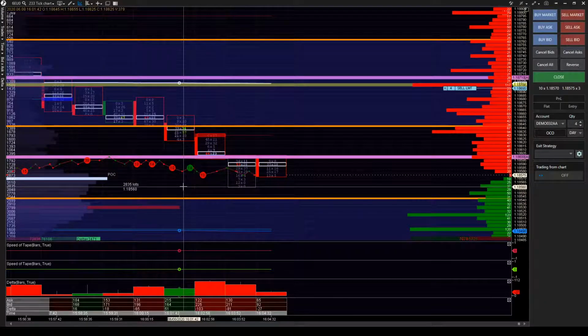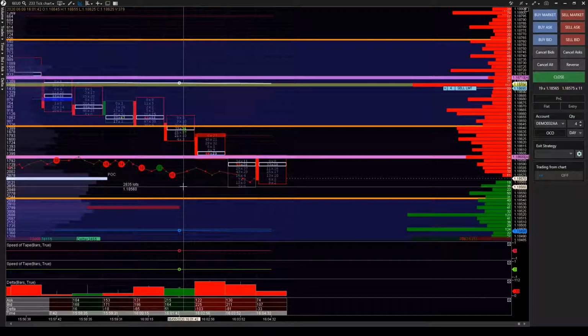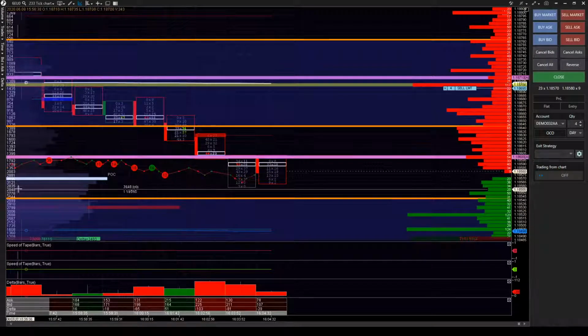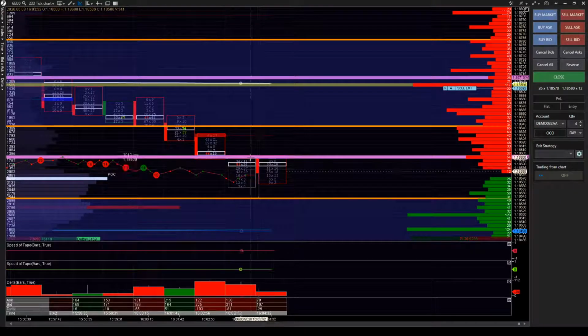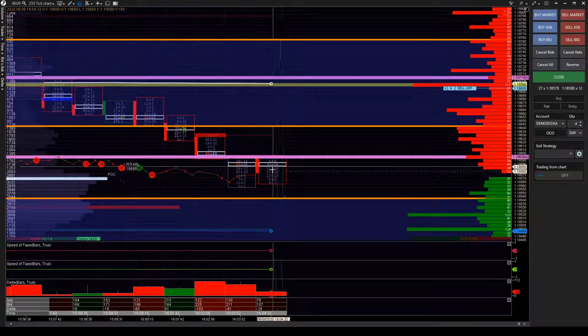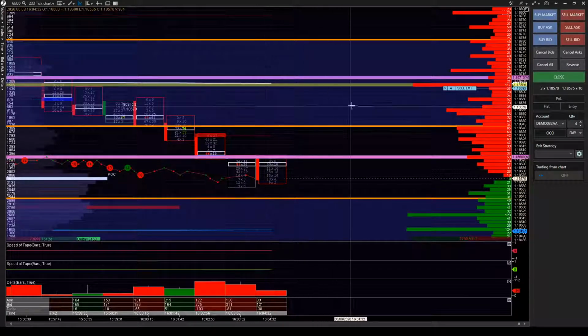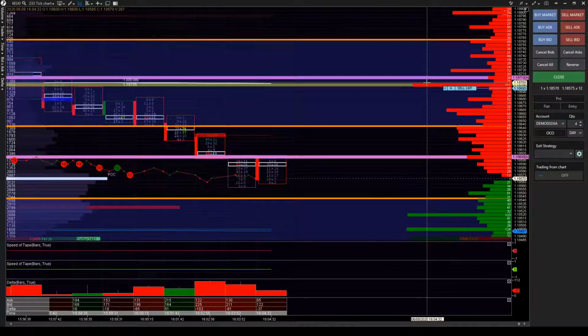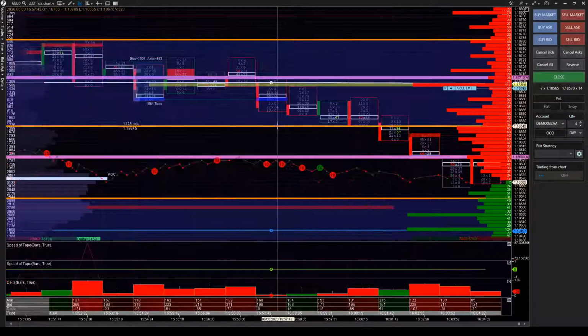Okay, let's wait and see what happens if it can break that volume area or not. Let's see. It's going for a second try. What we might see here, when the price comes down to this area again, is that it might be pushed back up and probably get filled on orders.